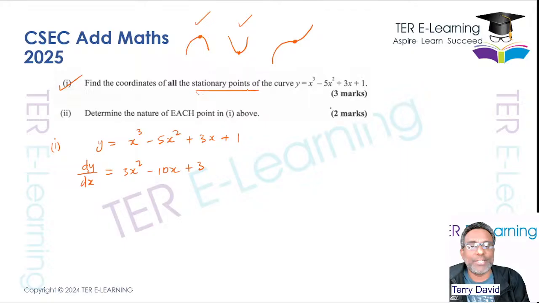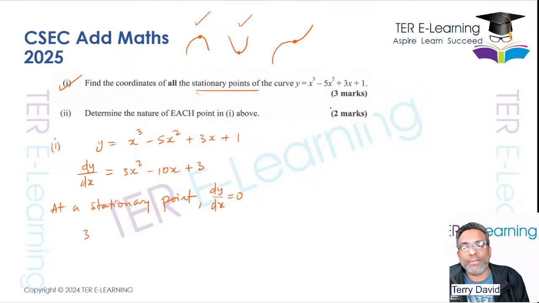Now you want stationary points. So you're going to see at a stationary point, dy dx is equal to 0. So all you're going to do, you're going to put 3x squared minus 10x plus 3 is equal to 0. Now what does that do? So we're going to try to factorize this.